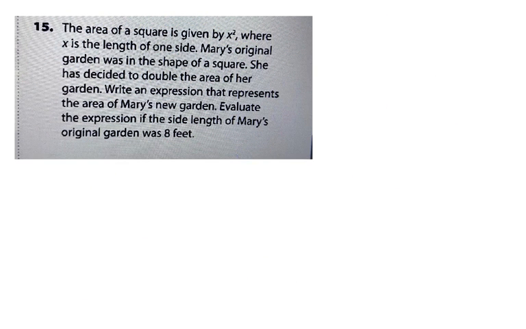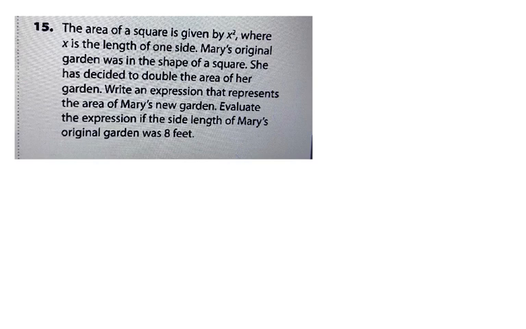Now number 15 says the area of a square is given by x squared. And that is because a square, remember, all the sides are the same. So you just square one of the sides, that's the same thing as length times width because it's the same number. Where x is the length of one side, Mary's original garden was in the shape of a square. She decided to double the area of her garden. Write an expression that represents the area of Mary's new garden. Evaluate the expression if the side length of Mary's original garden was 8 feet.